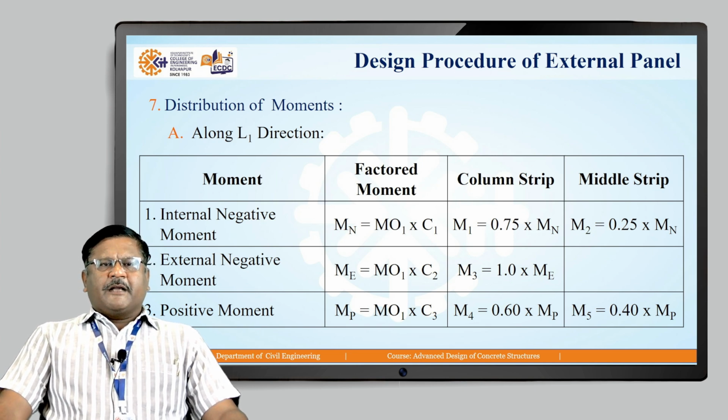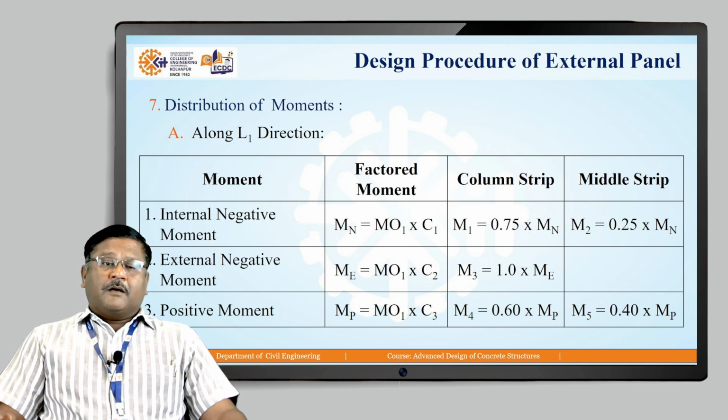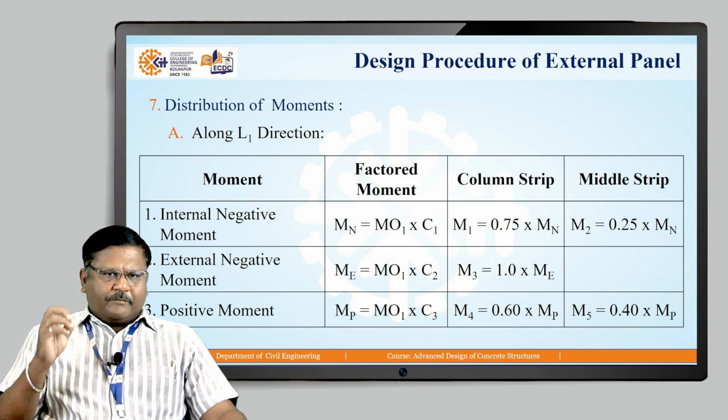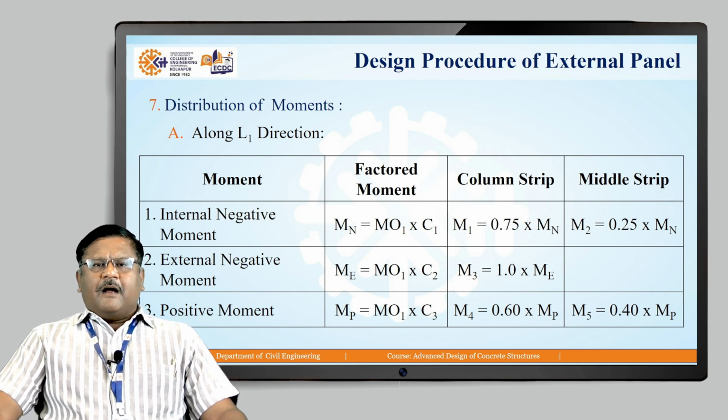Now here see the table. First column is moment, second column is factored moment, third is column strip, and fourth is middle strip. Now we will discuss row wise. First, internal negative moment. Internal negative moment is denoted by Mn, and which is calculated by equation M naught 1, that is moment in L1 direction, multiplied by C1. C1 is the negative coefficient of moment. What you get? You get the internal negative moment Mn.